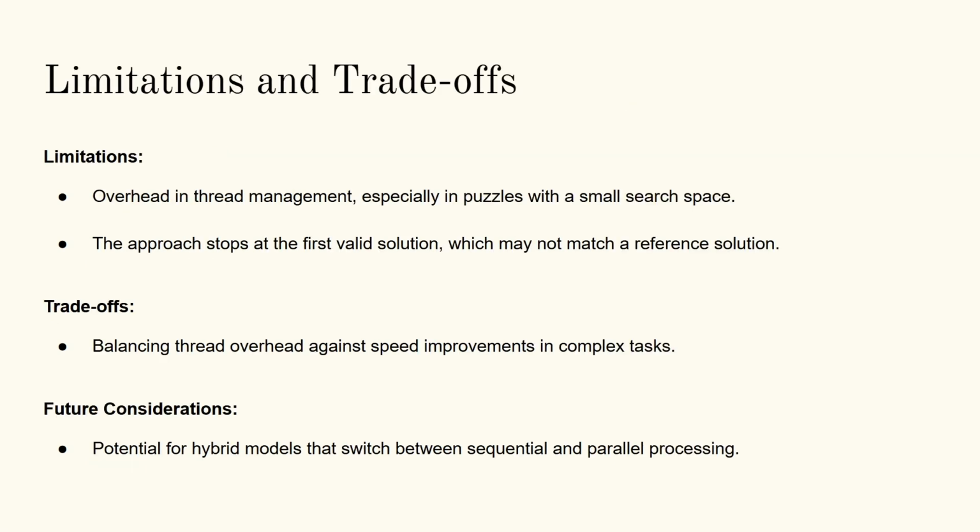Some of the limitations that we faced were the overhead in thread management when it comes to puzzles with a small search space, and our approach stops at the first solution, which may not match the given solution, as some puzzles might have multiple solutions. A trade-off would be balancing thread overhead against speed improvement in complex tasks. For the fastest solution, we could consider a hybrid model that can switch between sequential and multi-threaded processing.